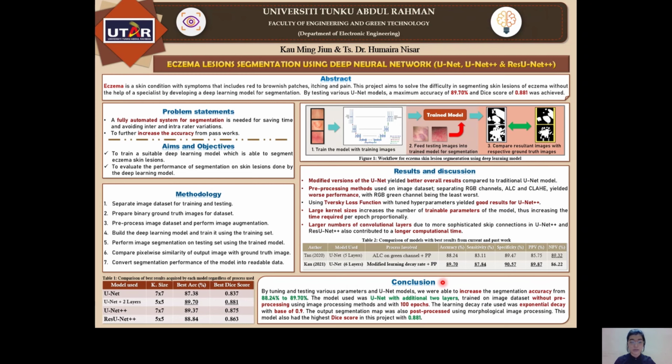In conclusion, by tuning and testing various parameters and UNet models, we were able to increase the segmentation accuracy from 88.24% to 89.7%. The model used was UNet with additional 2 layers, trained on the image dataset, without pre-processing, and with 100 epochs. The learning decay rate used was exponential decay with a base of 0.9. The output segmentation map was also post-processed using morphological image processing. This model also had the highest Dice score in this project with 0.881. In conclusion, we were able to create a model that had better performance and accuracy from past works.